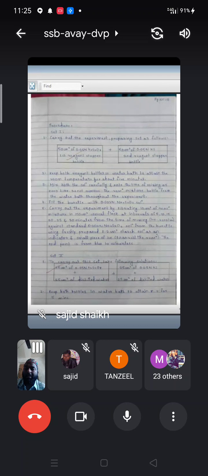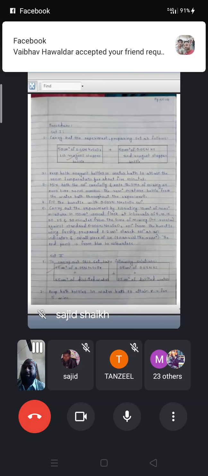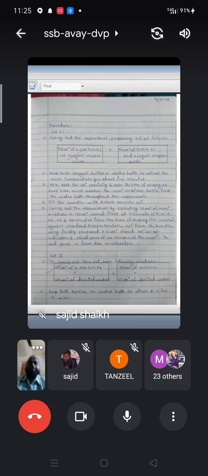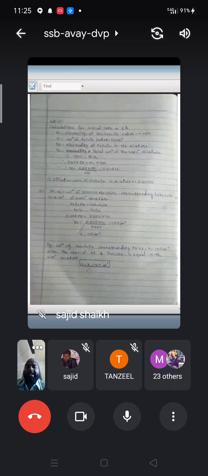I think all are getting this particular experiment. Then we will talk about set 1. In set 1, what happens? Calculation for the initial concentration A and B.